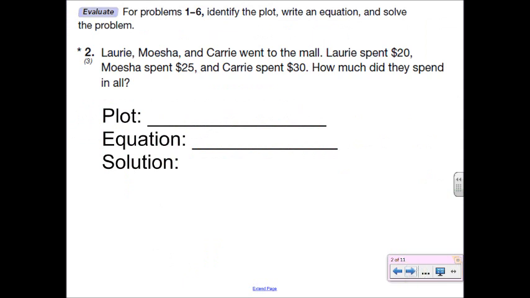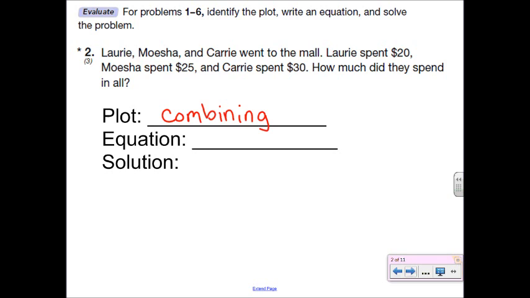Number 2 says, Lori, Moesha, and Carrie went to the mall. Lori spent $20, Moesha spent $25, and Carrie spent $30. How much did they spend in all? This is a combining problem because they're talking about spending in all, and they all have different parts. So the plot for this is combining. We're combining how much they spent to find out how much they spent in all.